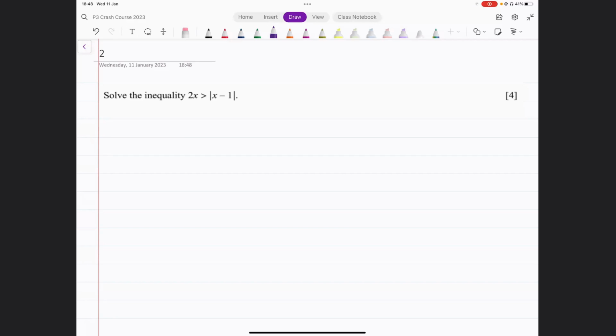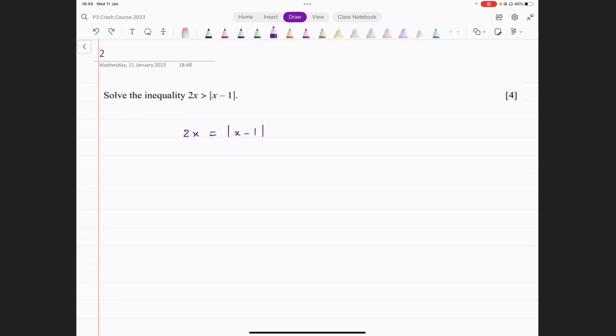So what's the first step? The first thing we do is we treat this as an equation. Let's say this is 2x equals modulus of x minus 1. We have to solve this inequality eventually, but for a moment, we treat this as an equation because that's going to give us the points of intersection of this graph and this graph. And once we have those cutoff points, then we can use the number line to figure out which regions are correct.